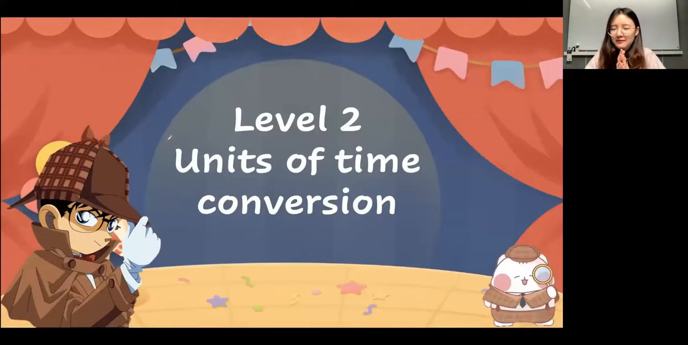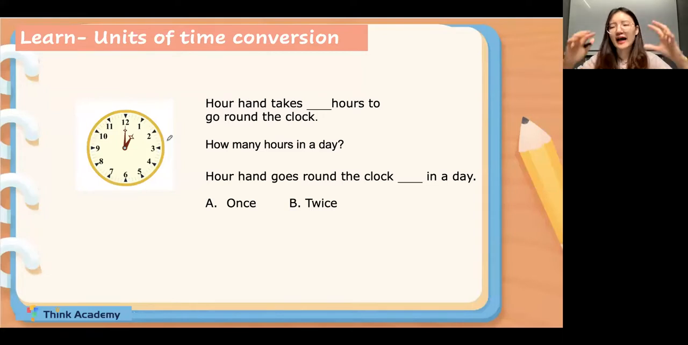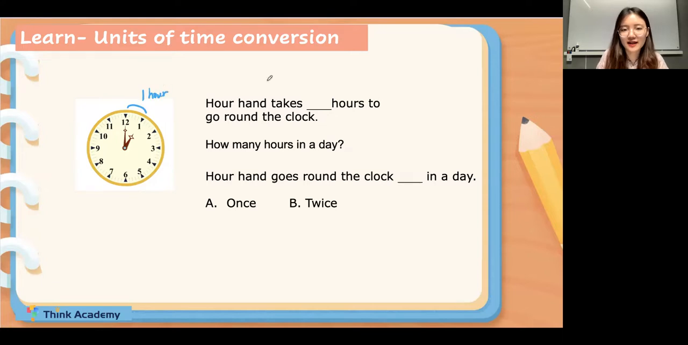For level 2, my dear detectives, we will learn the units of time conversion. Actually, we know that there are hours, minutes, and seconds to represent time, right? So now I have a question. We have known that for the hour hand, if it traveled from 12 to 1, then 1 hour has passed. Then how many hours does the hour hand take to go round the clock?